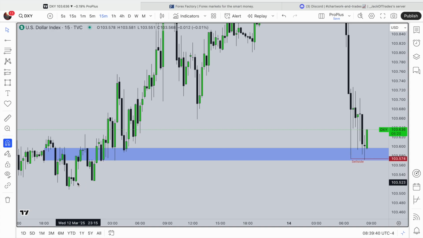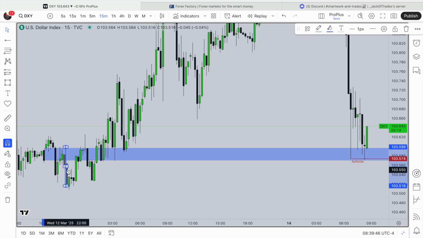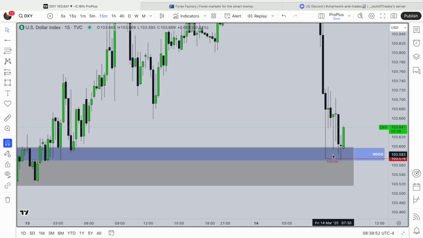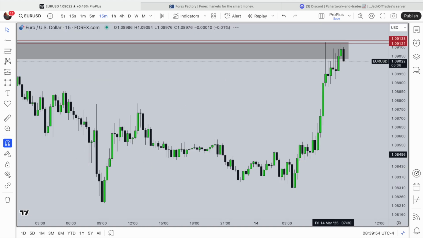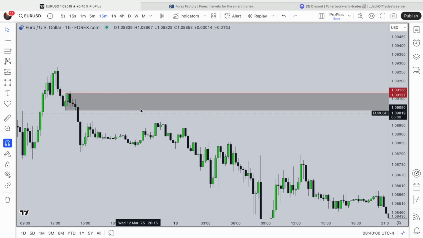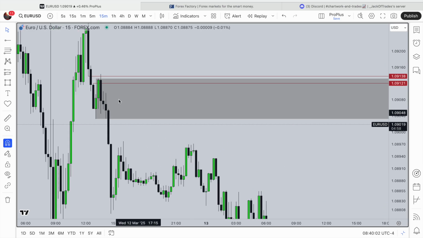The only thing I'm seeing is this order block here. Draw that across. Made that grey. So it's had an order block here. Looking at Euro, we've had this grey box, an order block here. I'll zoom in for you guys.